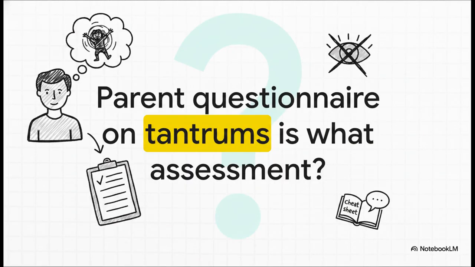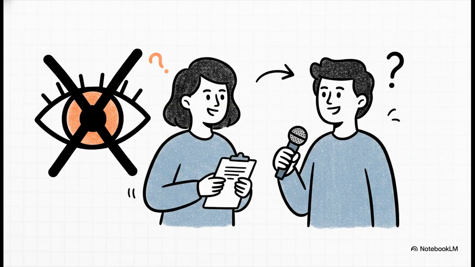Question 1. A parent, let's call him David, completes a questionnaire about when his child's tantrums usually occur. What type of assessment is this? Think back to our cheat sheet for a second. You are relying on a parent's report here, not your own eyes. The answer is B, indirect assessment. Because the analyst is asking someone else for information through a questionnaire and not directly observing the tantrum themselves, this falls firmly into the indirect category.